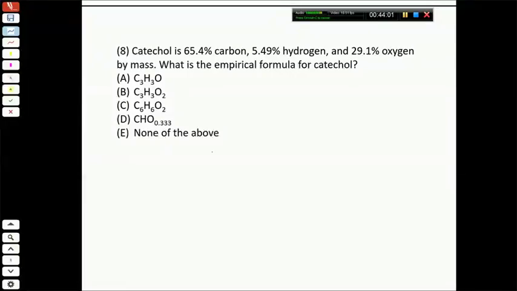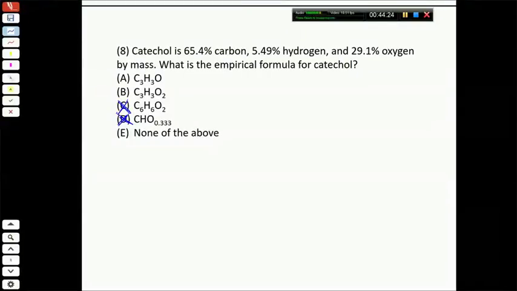So the empirical formula is going to be the elements in their lowest whole number ratios, and they have to be whole numbers. So right away we can eliminate choice D because an empirical formula will never have a fractional subscript in it. We could also, if we wanted to, eliminate choice C because that's not an empirical formula at all, because we could reduce that down to C3H3O.